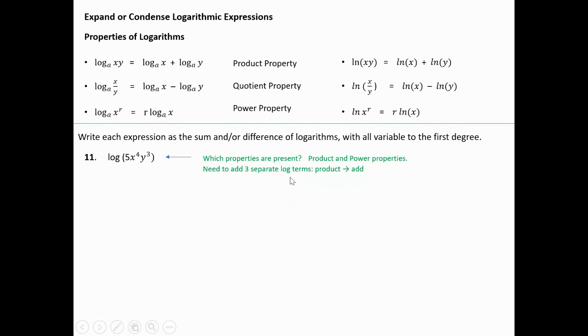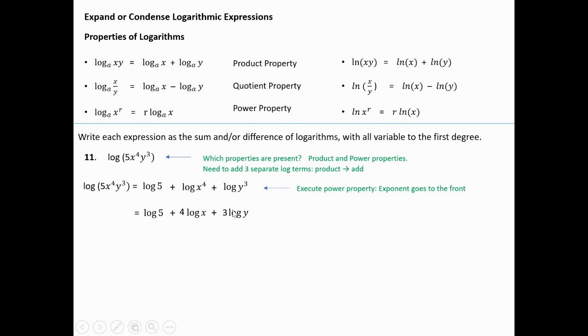So then we need to add three separate log terms, because we have here the 5, we have the x, and we have the y. So these are like 5. This is a coefficient, this is a variable and a variable. So we're going to have them in three separate logs. There's 1, there's 2, and there's 3. Now if you notice, if it's expanded, there's no exponents here. So the exponent must come to the front. You see, exponent goes to the front. So the 4 goes to the front, and the 3 goes to the front. So this is your solution.